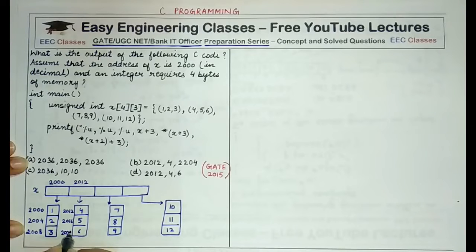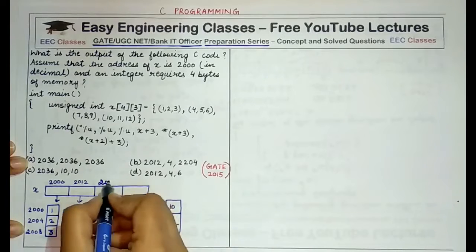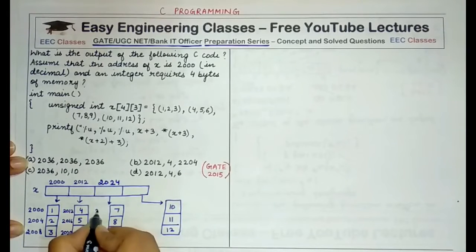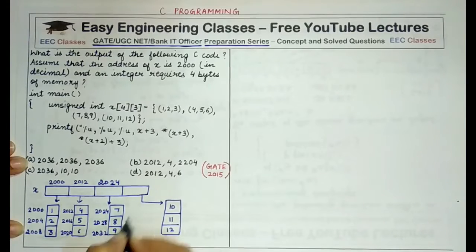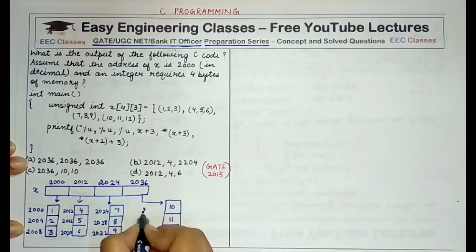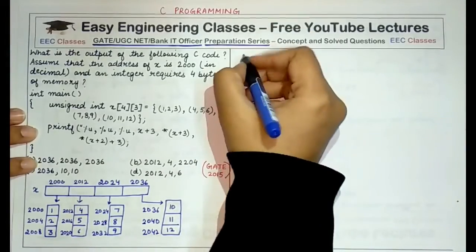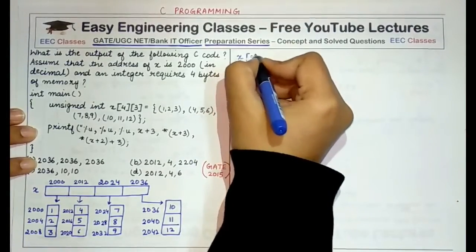Now the next address would be 2020 plus 4, which is 2024. Therefore this address would be 2024, then 2028, then 2032, and adding 4 to 2032 we get 2036. So this is 2036, then 2040 and 2044.